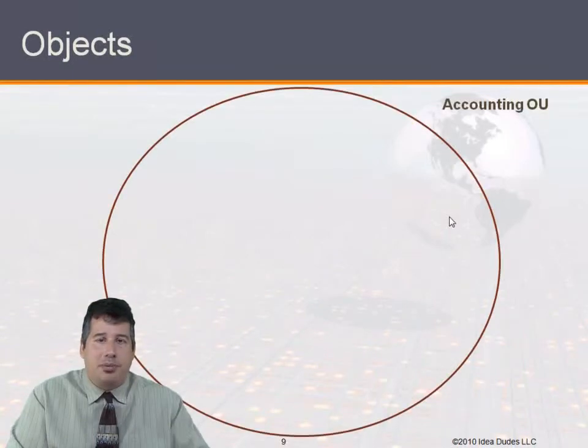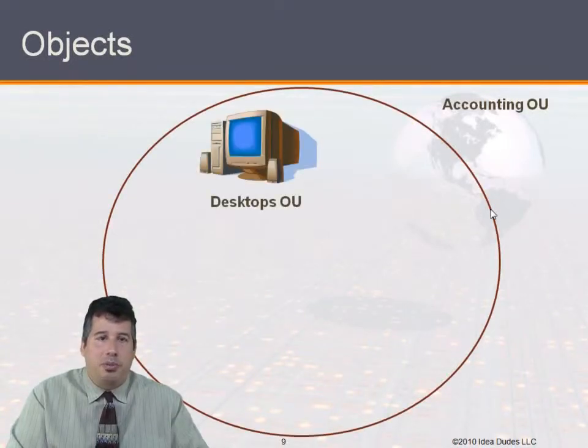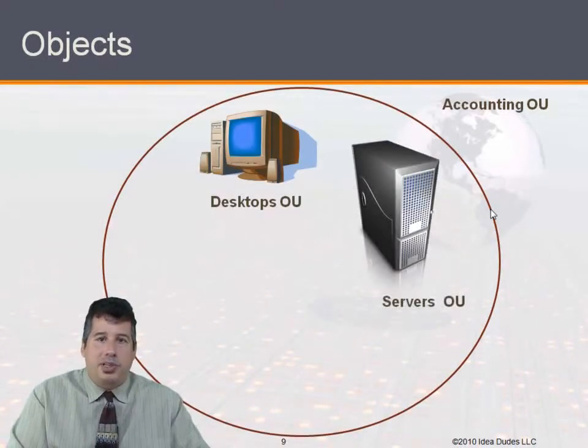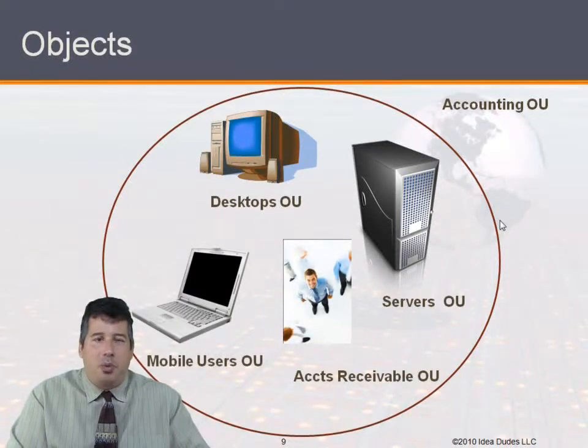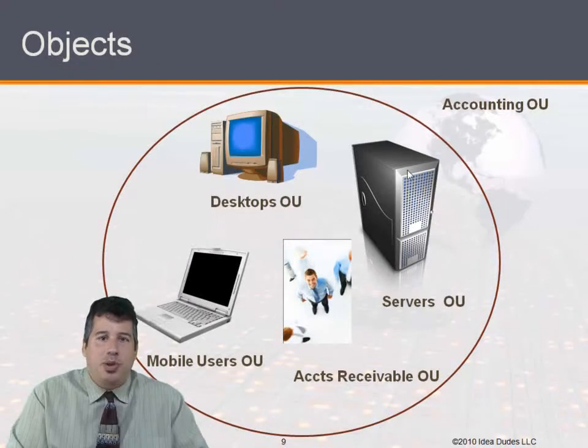Okay, so looking at the objects, we have the accounting OU. We have a desktops OU. We can have a servers OU. We have accounts receivable OU and a mobile OU. And what we're doing is putting these objects within these different OUs. So an OU is just a container. It contains objects. So we have the servers.